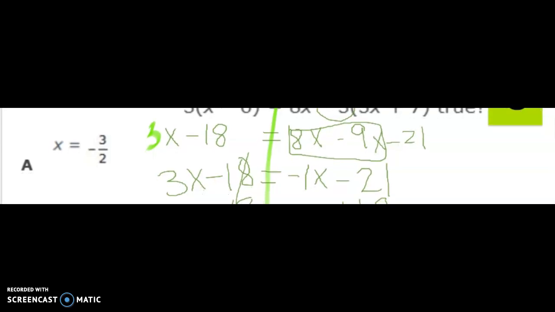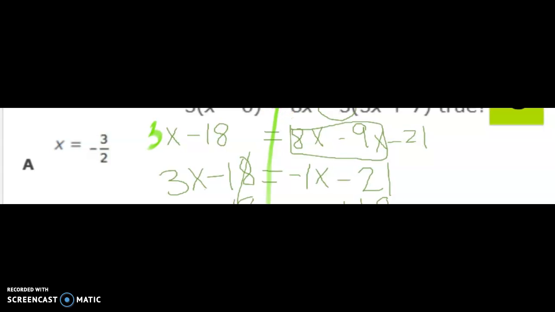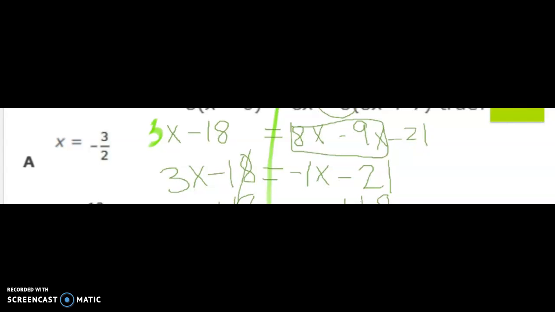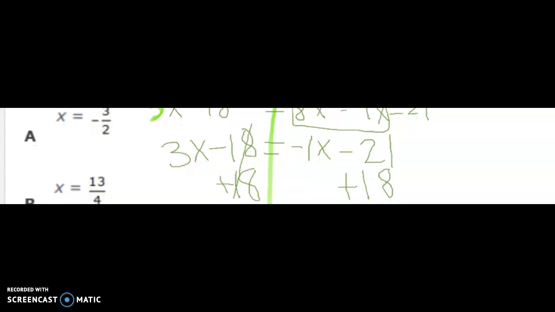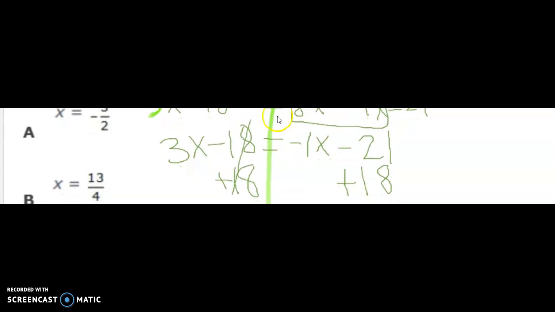Okay, so now I'm ready to start rearranging my problem and doing opposite operation. One of my students wanted to start with the negative 18. Opposite would be plus 18. We've got to add 18 to both sides. Notice how I lined up the 18 with the 18, and I lined up the plus 18 with this negative 21 right here. I cannot line it up with the x, okay?